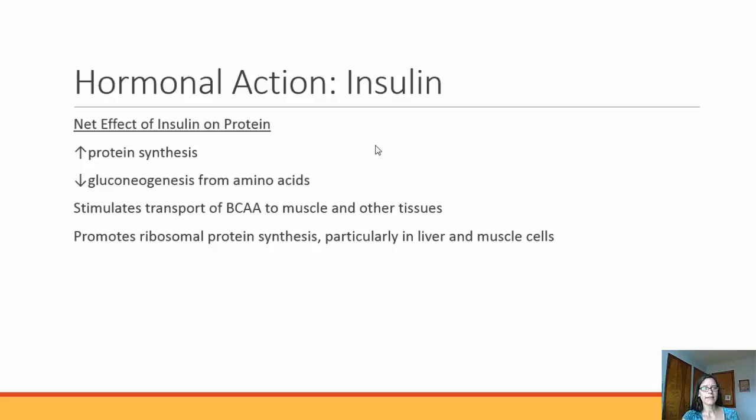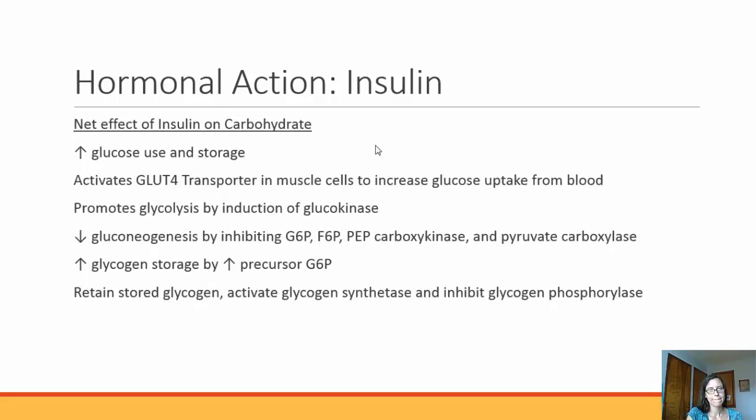It's also going to stimulate the transport of branch chain amino acids to muscles and other cells. So think about it just like insulin helps our cells take up glucose, it's also going to help some of our other cells take up branch chain amino acids. And it promotes protein synthesis. We already said that. Okay, so we did talk some about the carbohydrate, but let's just list it all out here.